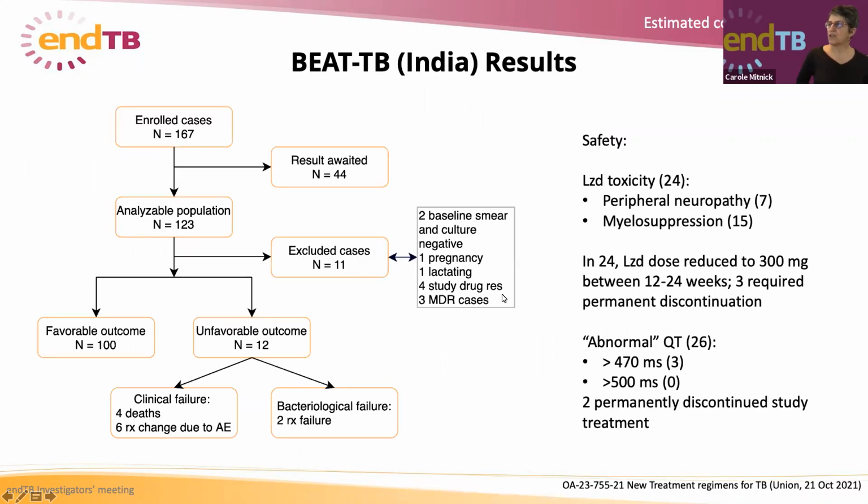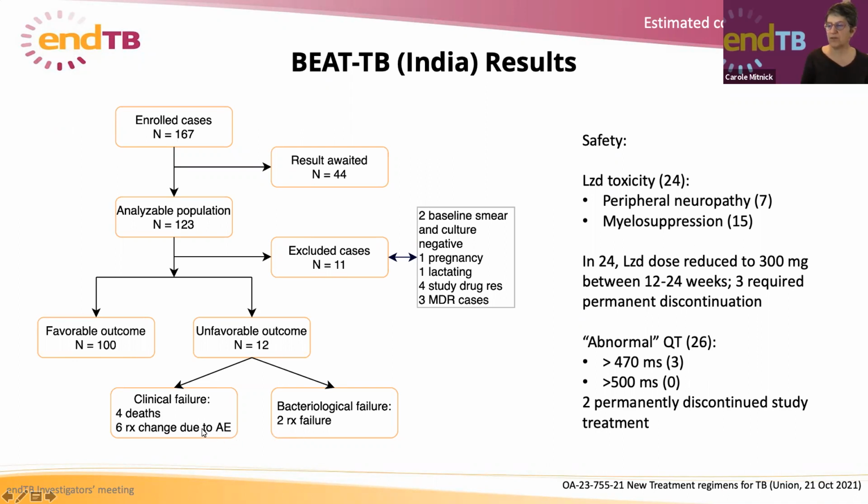These provisional results were just reported at the Union Conference. Of 167 patients enrolled in the study, in 44, the results were not yet available. They considered 123 as the population available for analysis. In that, about 10% were excluded. And you can see that favorable outcomes, this is at the end of the 6 month of treatment, so without any follow-up, have been reported in 100 or 89% of the 112 who were eligible for outcome assessment.